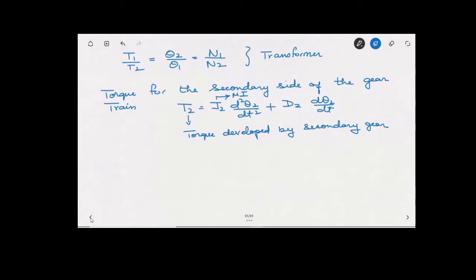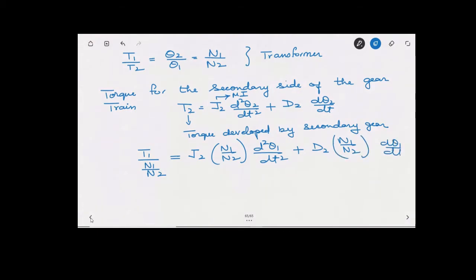डैम्पिंग फैक्टर डैम्पिंग कोफिशिएंट. So we get combine कर लिया हमने दोनों equations को, we get T1 upon N1 upon N2 is equal to J2 N1 by N2 into d2 theta 1 by dt square plus D2 N1 by N2 into d theta 1 by dt, or we get T1 is equal to J2 N1 by N2 square d2 theta 1 by dt square plus D2 N1 by N2 into d theta 1 by dt.